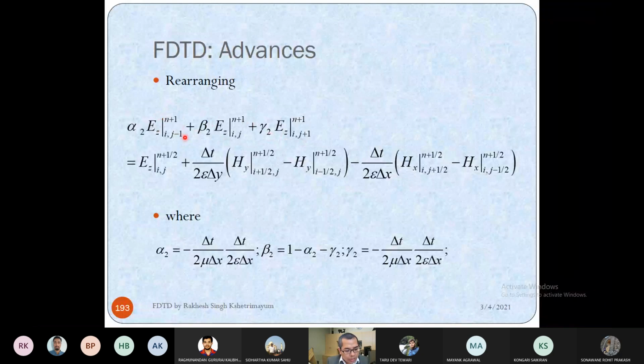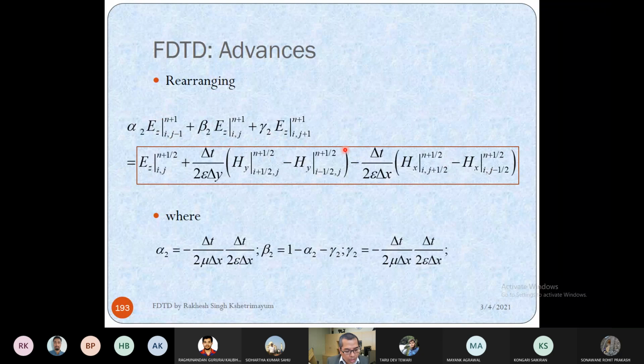But then this space location, no? One is j minus 1, j, another is j plus 1. On the right hand side, we are calculating the electric field and magnetic field at the previous time instant, which is n plus half everywhere. We just call it, let's say, R1n or something like that, like last time.